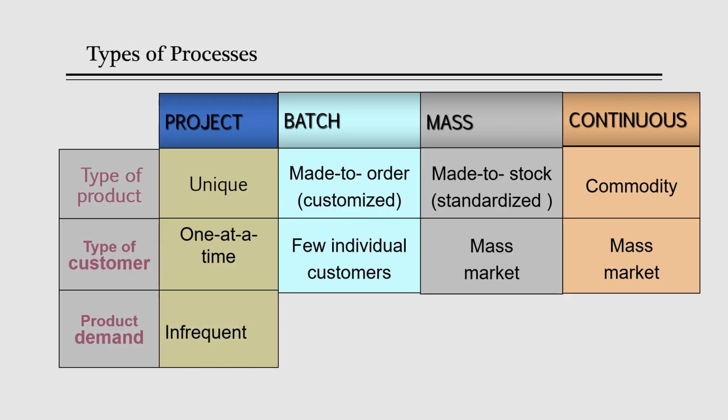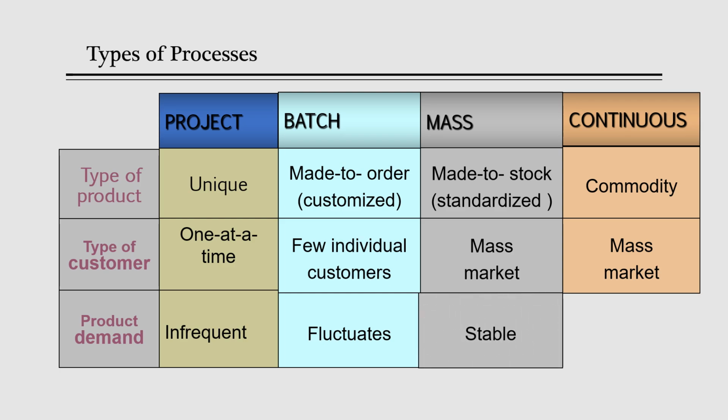Now, let's see what are the product demands. In a project, you have an infrequent demand. In a batch, you have a fluctuating demand, which means the demand may go up and down. In mass production, most of the time, you have a stable demand. Depending on the stable demand, we are going to produce large quantities. Then when it comes to continuous, we have a very stable demand. The market is seeking our product, therefore our demand is stable, such as petroleum, cement, etc.